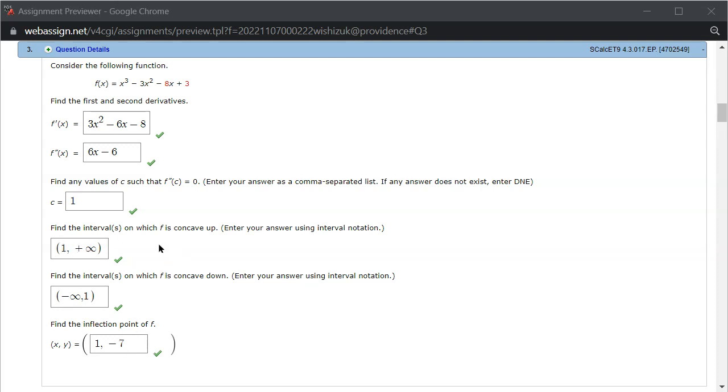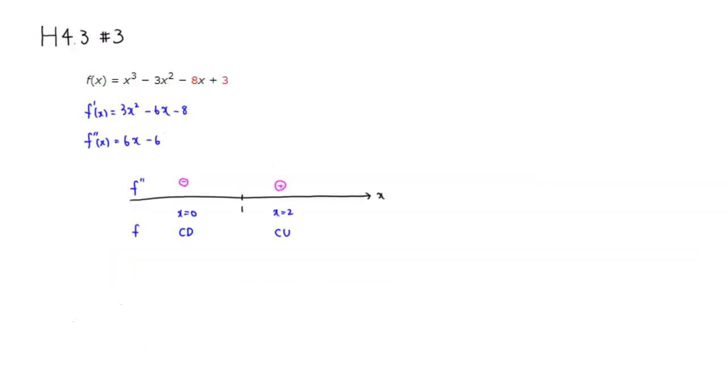And the intervals of concave up and concave down, we got them correctly as well. All right, that's it. I hope that this was clear.